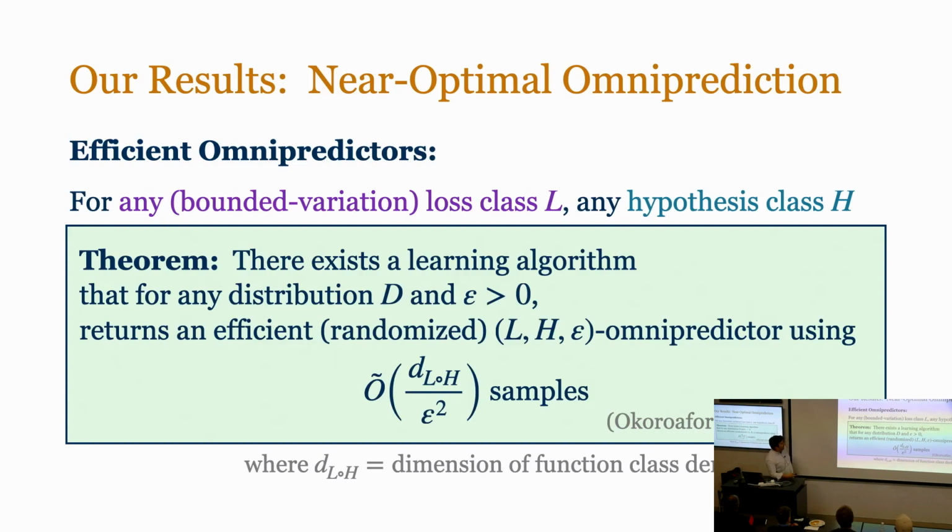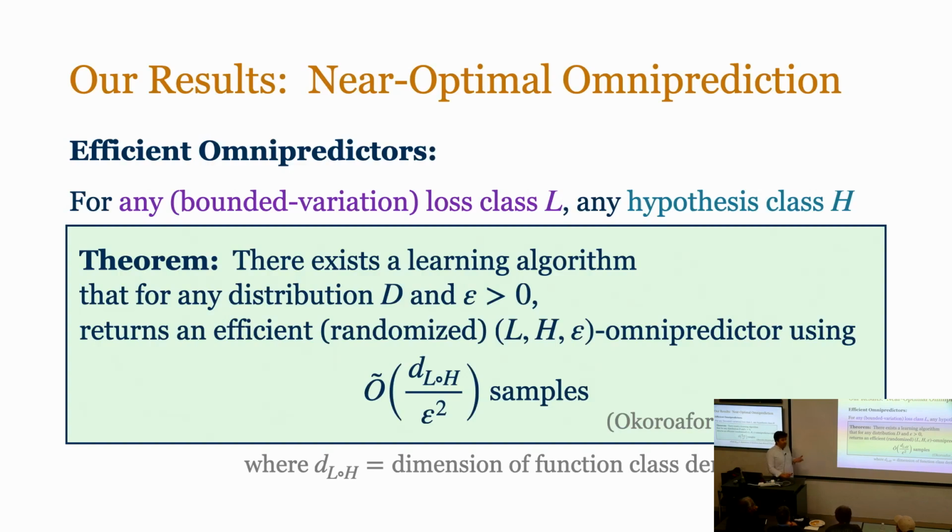Okay, so what is this first result that I'm saying? For any loss class in an incredibly huge collection of loss classes and any hypothesis class, there exists a learning algorithm that for any fixed distribution D and any epsilon greater than 0 returns an efficient, in this case randomized, omnipredictor for the class L, H, and this error parameter epsilon using nearly optimal samples. Okay, some dimension of our loss class and hypothesis class.